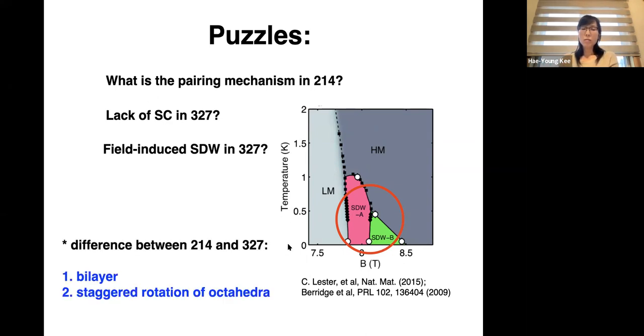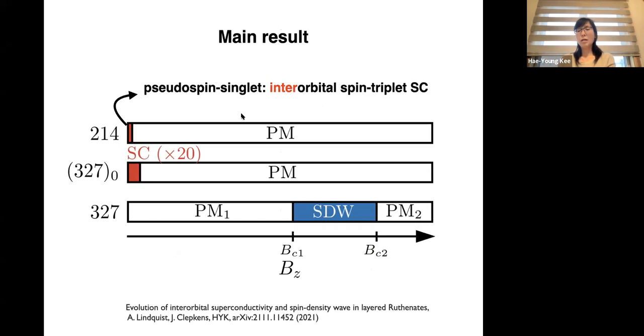So I just want to remind you again of the difference between the 214 and 327. There are two aspects: one is the bilayer and the other is a staggered rotation of octahedra. And I'll go one by one. Okay, so these are the puzzles that I'm going to address, and I'll probably jump to a conclusion first, and then I'll start with a bit of review of some basic background.